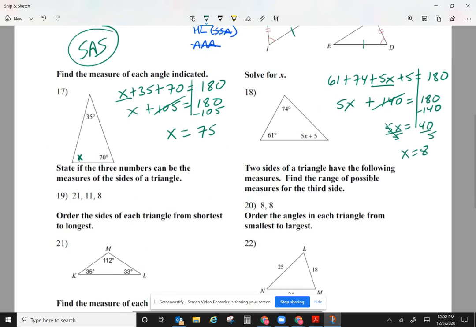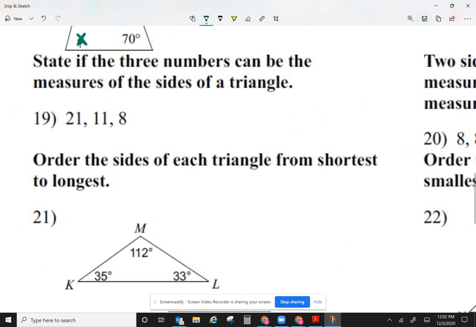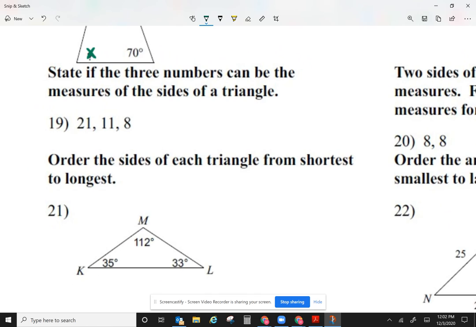So when you're dealing with the three angles of a triangle, you're just going to add them all, and it equals 180. Now here, state if the three numbers can be the measures of the sides of a triangle. The numbers you're given are not in any order. So don't think they go from small to large or large to small. They don't. It's just a list of three numbers.